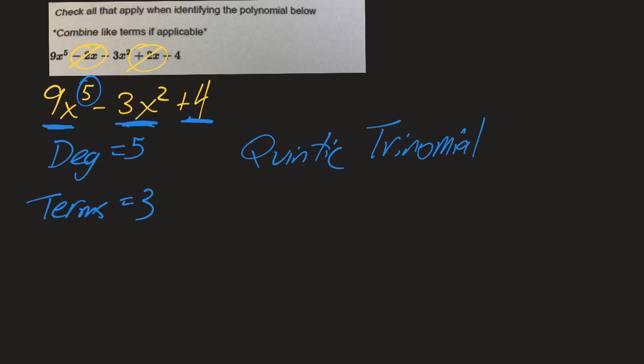Okay, so remember a polynomial only has 2 names: one for the degree and one for the number of terms. It never has more names the larger it gets. So this is a quintic trinomial after you cancel out that term.